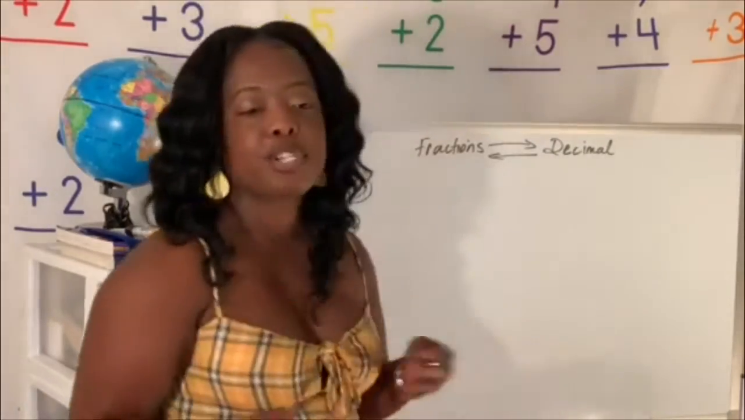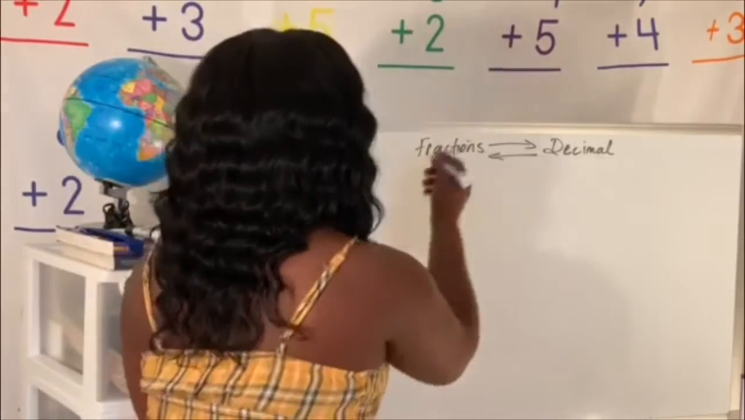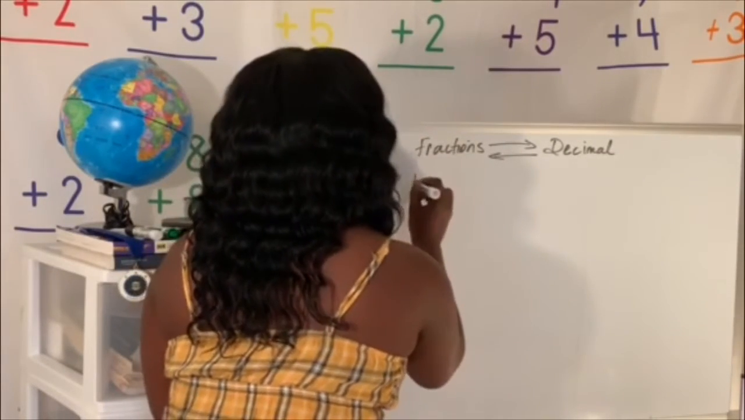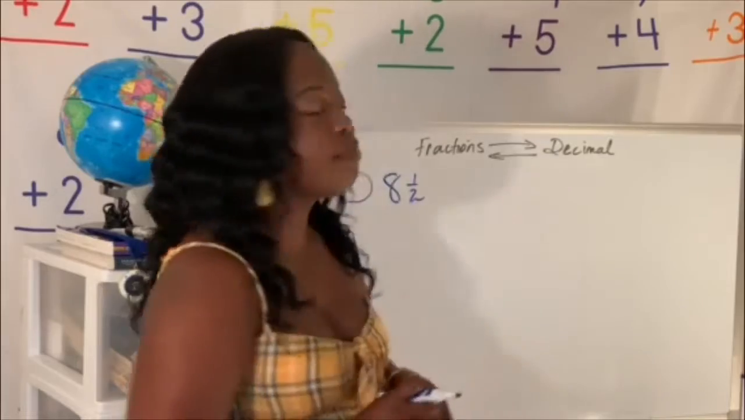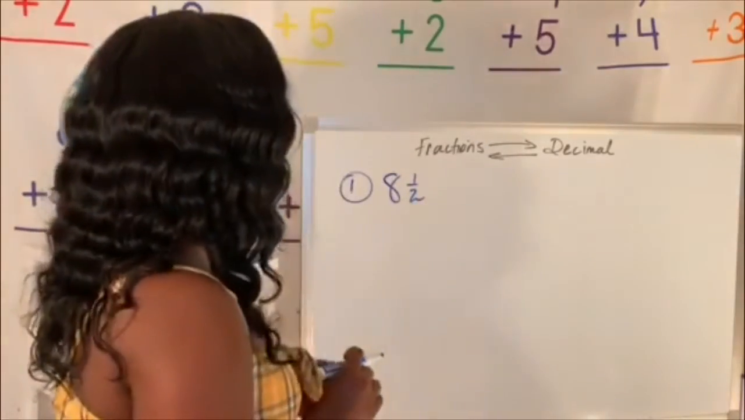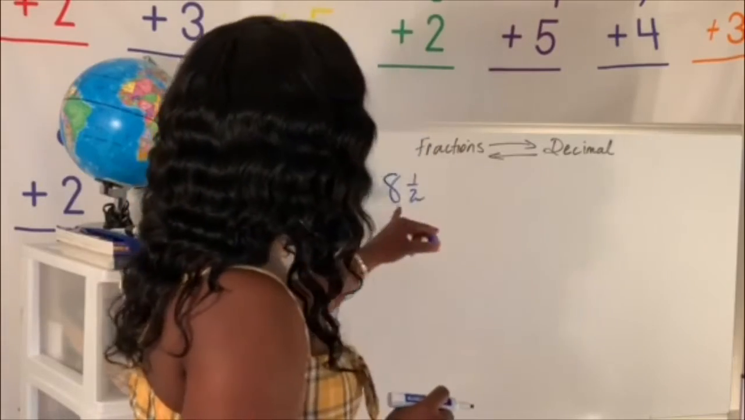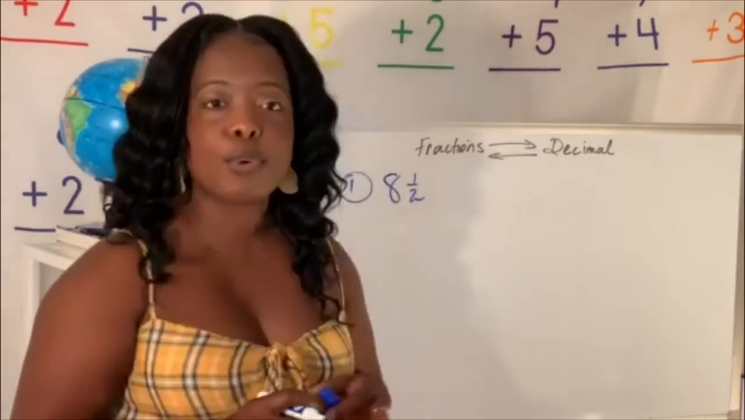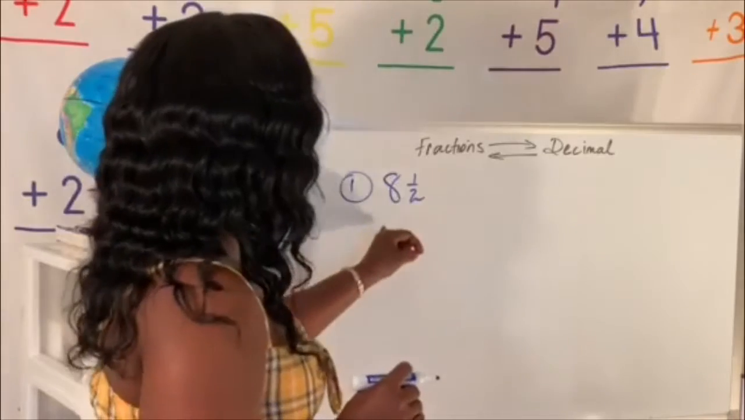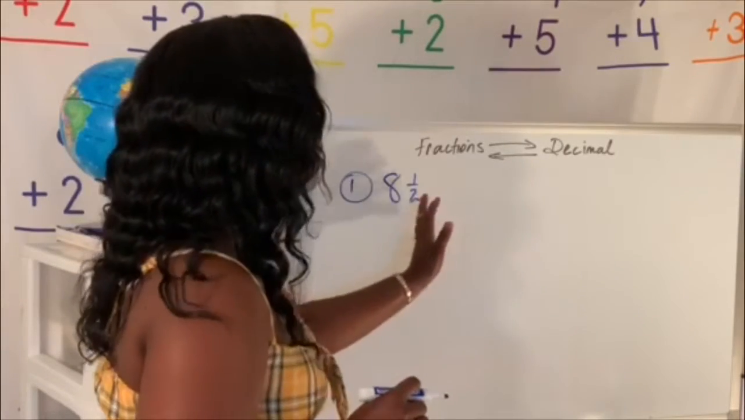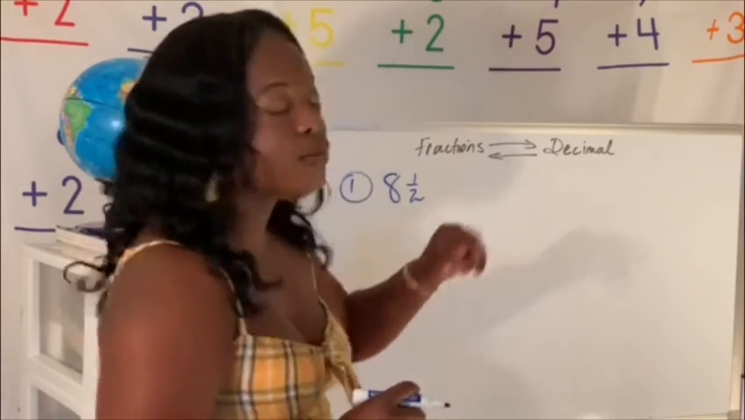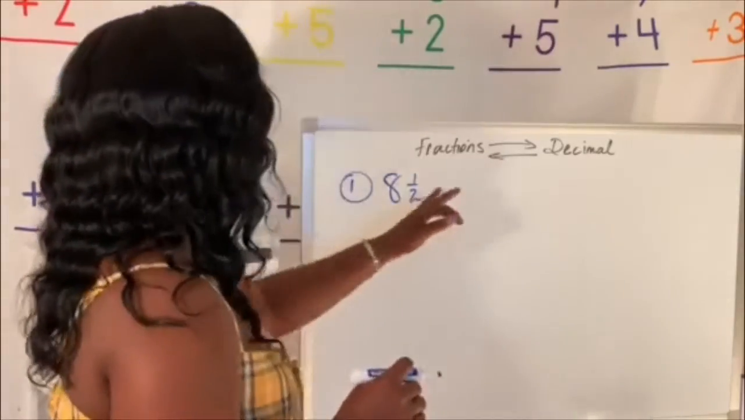So say for example, we're trying to convert this fraction to a decimal and we had 8 and 1/2, and we were trying to convert it to a decimal. In this example, we have a whole number component and we have a fraction component. Since we have the whole number component, we're only trying to convert the fraction component to a decimal. So here we have 1 over 2.